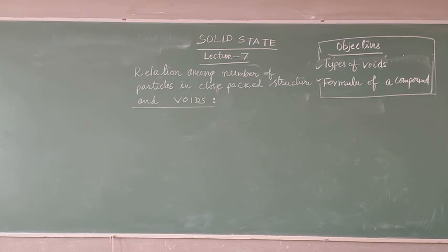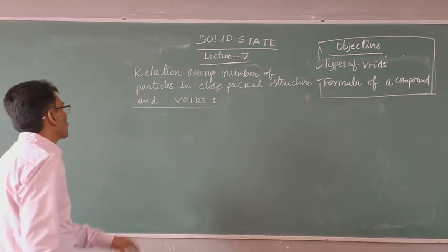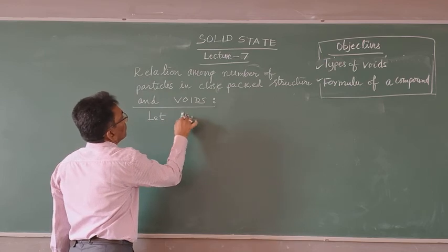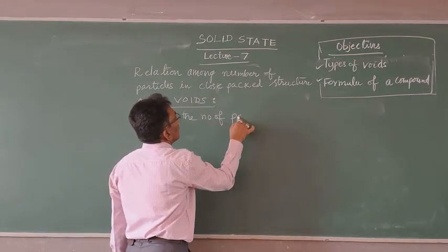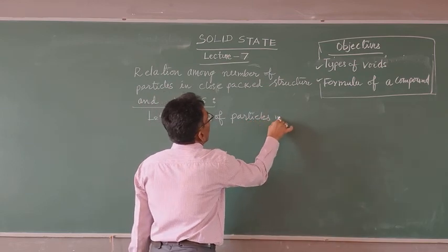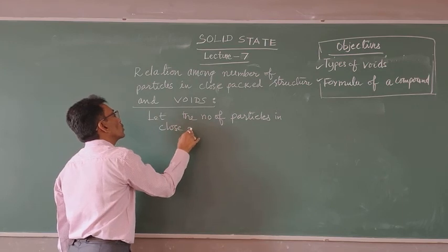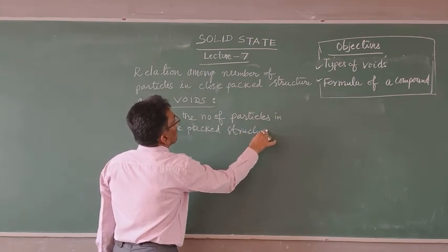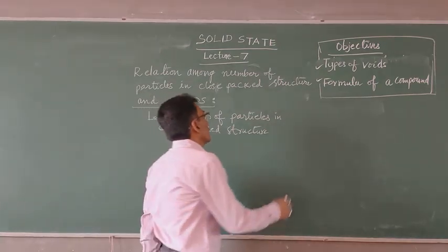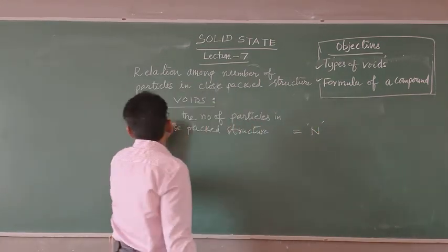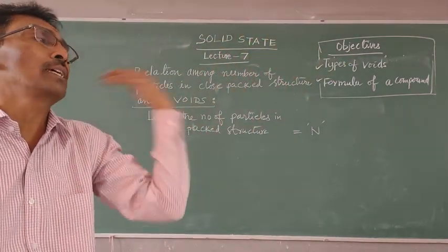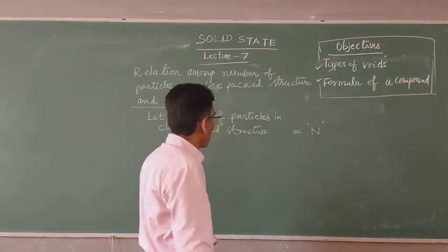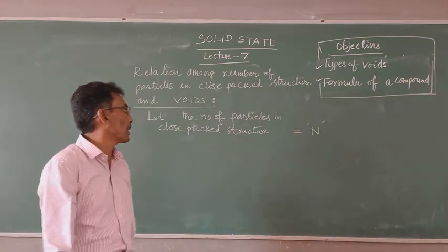Now let us take the relation among the number of particles in closed packed structure and voids. Let the number of particles in closed packed structure be, as in mathematics generally we say X, here for our convenience we are taking capital N. Your choice, X, Y, Z, A, B, C, D, whatever the letter, but that should be common and easy to speak. So let the number of particles in closed packed structure be N.